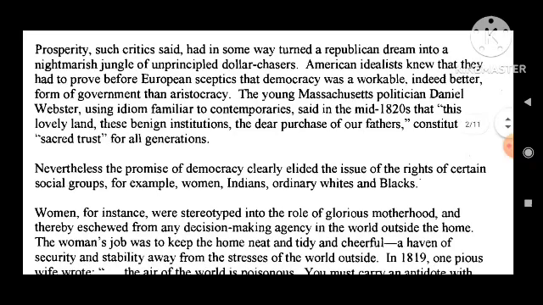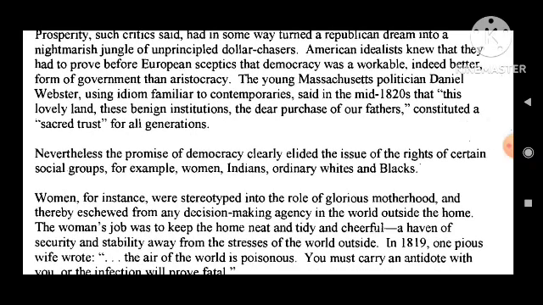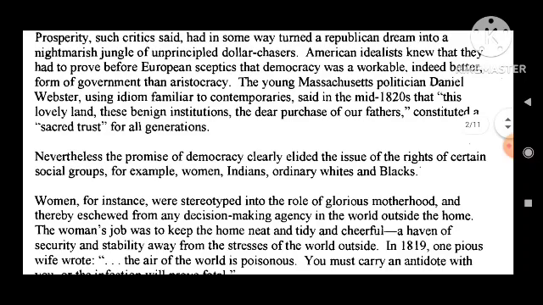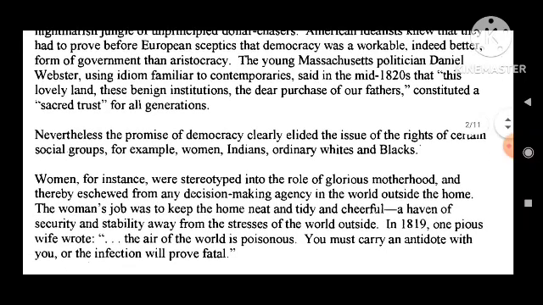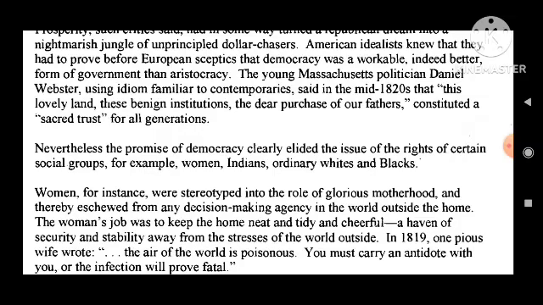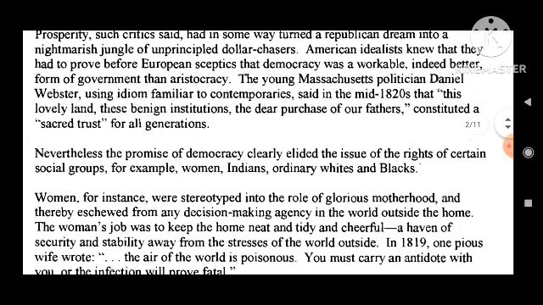The young Massachusetts politician Daniel Webster, using idiom familiar to contemporaries, said in the mid 1820s that this lovely land, these benign institutions, the dear purchase of our fathers, constituted a sacred trust for all generations.